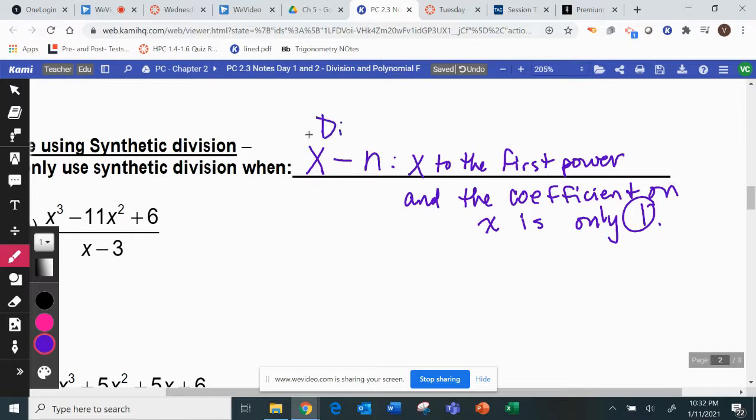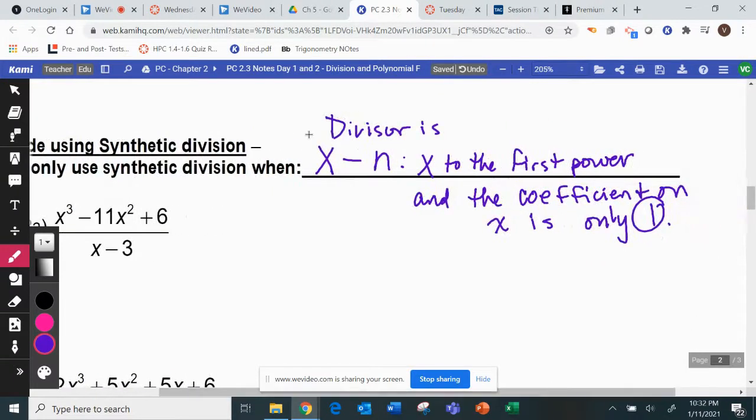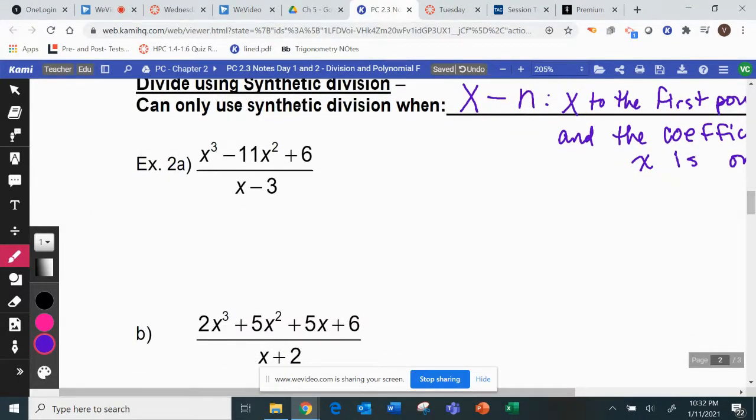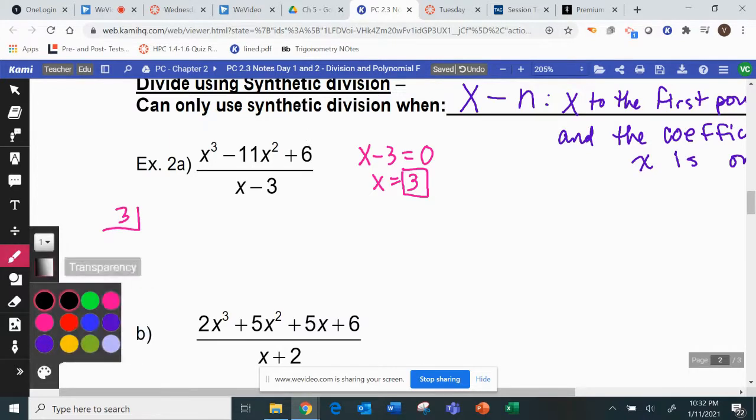If we have that situation, if the divisor is in the form of x minus a number, x has to be the first power and the coefficient in front of the x can only be 1, then you're allowed to use synthetic division. And synthetic division is long division, just way shorthanded. So what you do first is you find x minus 3. You find what would make that 0, and what would make that 0 is a positive 3. And this becomes your box number. So we go over here and we draw a little side box and we put that 3 in there. And then we use the coefficients.